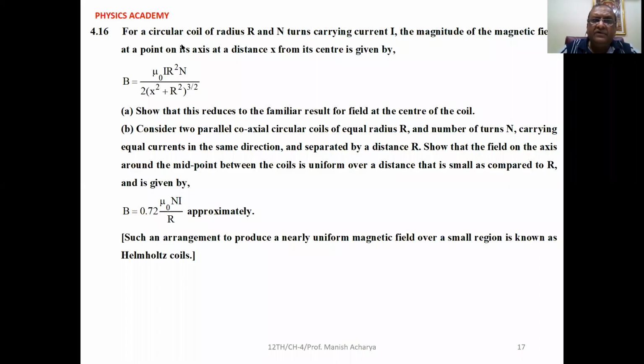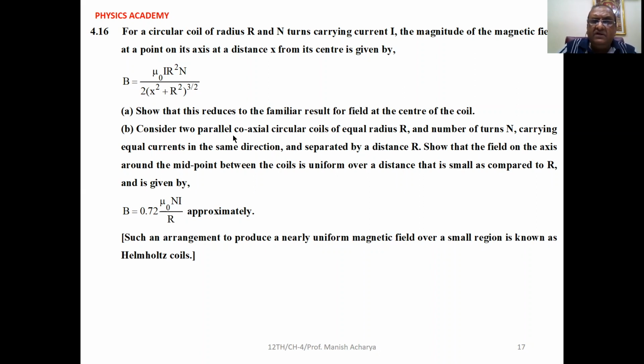4.16. For a circular coil of radius r and n turns carrying a current I, the magnitude of the magnetic field at a point on its axis at a distance x from its center is given by B equal to mu 0 I r square n upon 2 into x square plus r square raised to 3 by 2. Question A. Show that this reduces to a familiar result for field at the center of the coil.